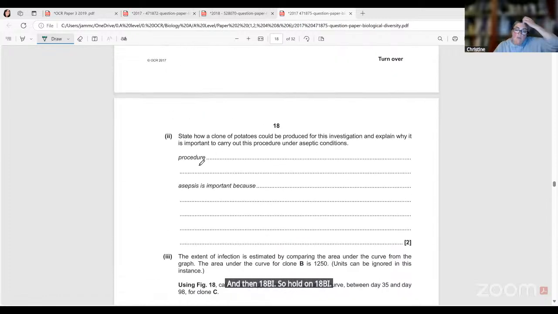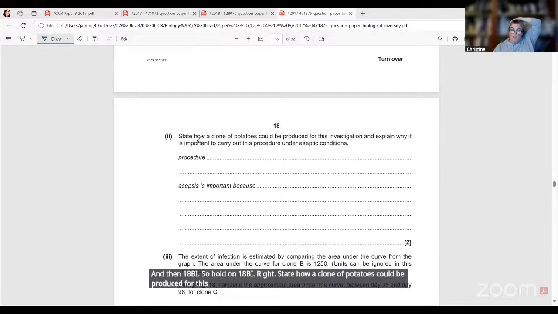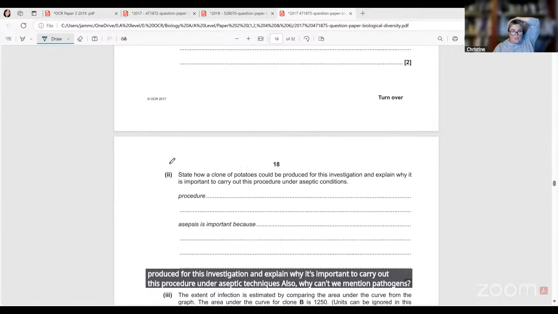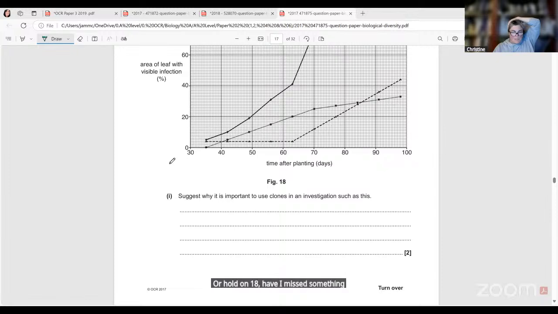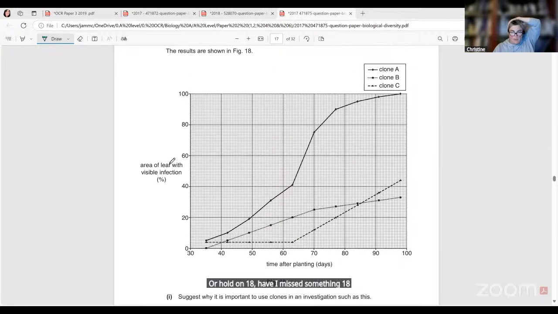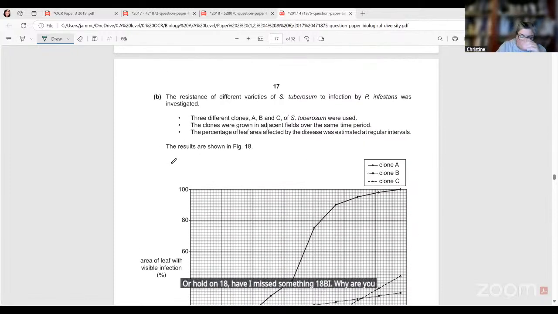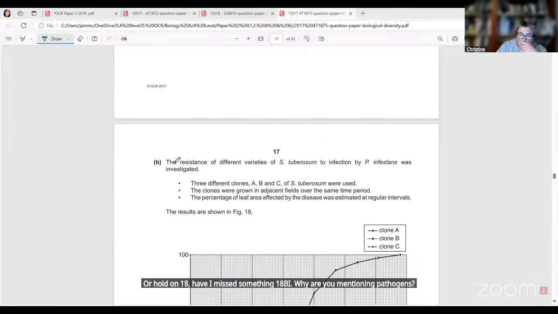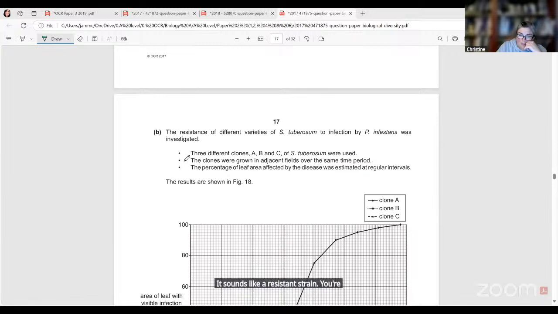Right. State how a clone of potatoes could be produced for this investigation and explain why it's important to carry out this procedure under aseptic techniques. Also, why can't we mention pathogens? Or hold on, 18B, have I missed something? 18B II. Why are you mentioning pathogens? We're talking about a resistant strain. We're talking about the infection.